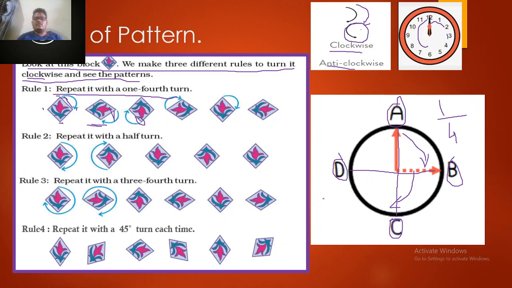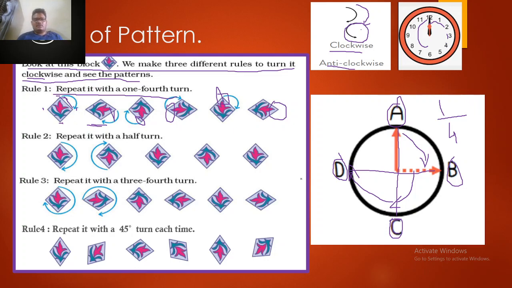Now again we have to turn a 1/4 part, so from here to here it will become like this. You can see this portion will come here. Again a 1/4 turn, this portion will come here, and again after taking 1/4 this portion will come here. So in this way our rule is to repeat the pattern with a 1/4 turn.